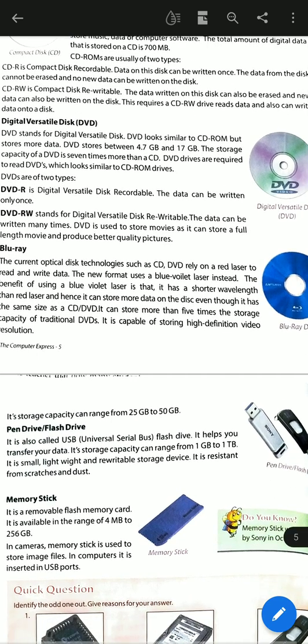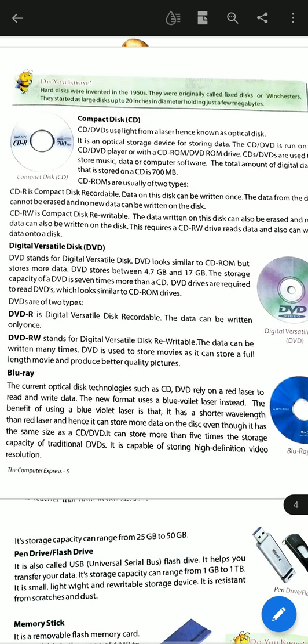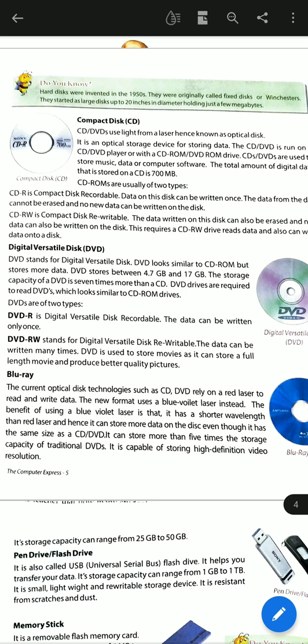There are two types of DVD, DVD-R and DVD-RW. DVD-R is a digital versatile disk recordable. The data can be written only once. It is similar to CD-R. In this also you cannot delete the stored data. It is not rewritable, it is recordable.